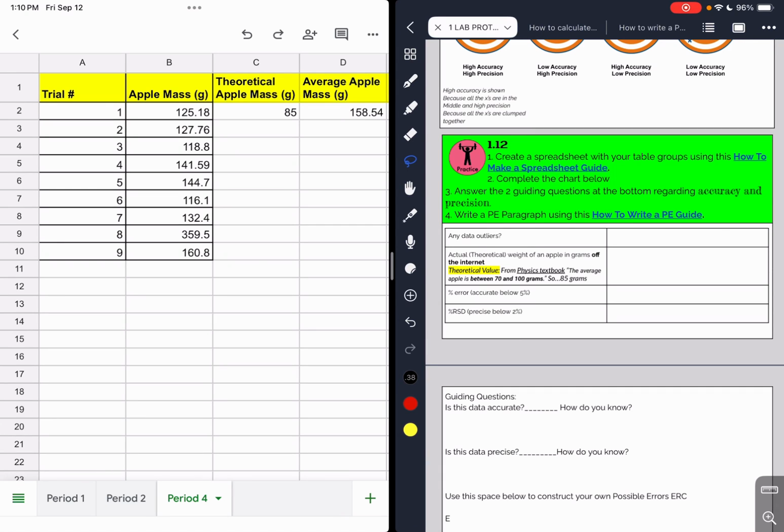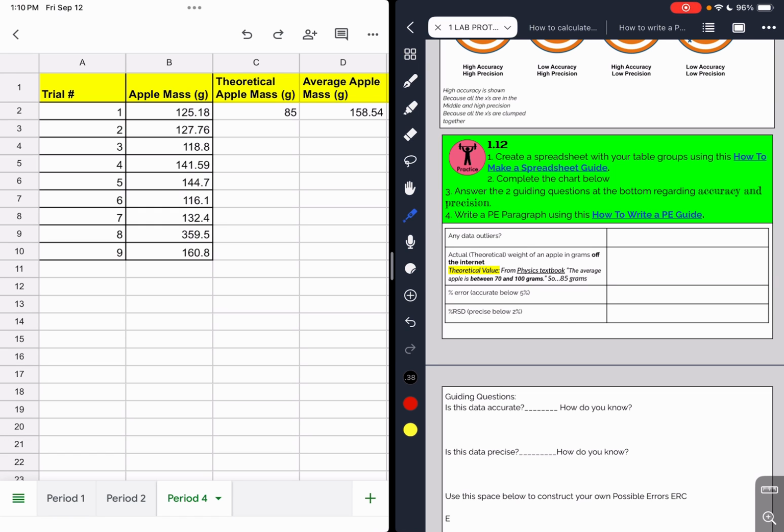In this video, we're going to review how to analyze your spreadsheet data for the purpose of writing a possible errors paragraph. So we're going to use the Apple Lab data in order to practice writing a possible errors paragraph. First thing we're going to do is look for some outliers. Outliers are any numbers that stick out as being pretty different from the average.